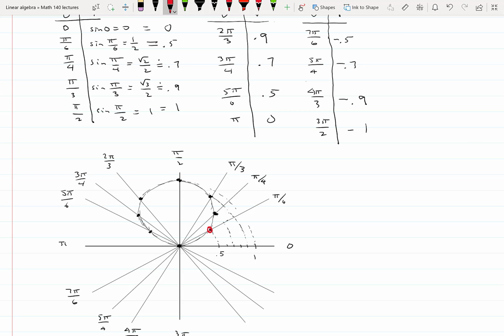That dot is right on top of the dot I had in quadrant 1 at pi over 6. At 5 pi over 4, the r value is negative 0.7. I'm going to be overwriting, putting a dot right on top of the dot I had in quadrant 1 at 5 pi over 4. So I'm tracing this circle again. At 4 pi over 3, the r value is negative 0.9. I'm back in quadrant 1. At 3 pi over 2, the r value is negative 1. So I'm tracing out the circle again.